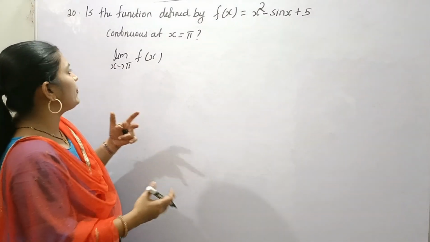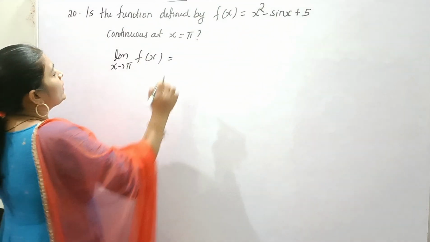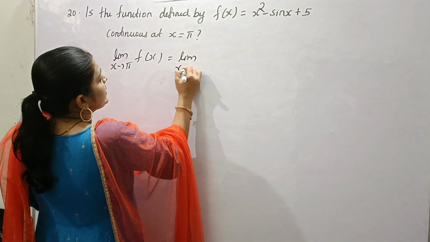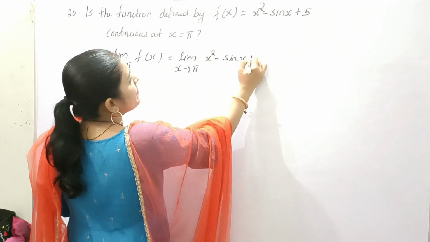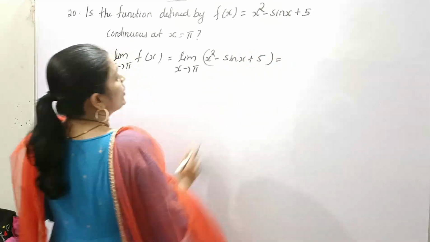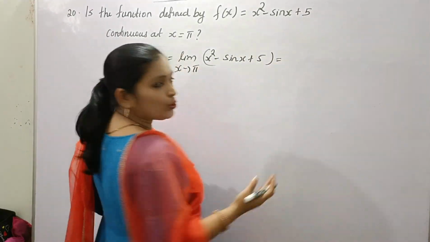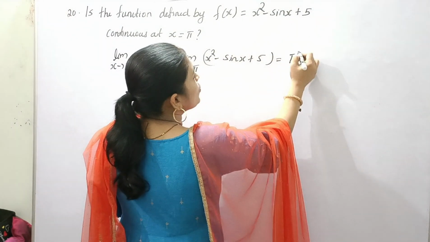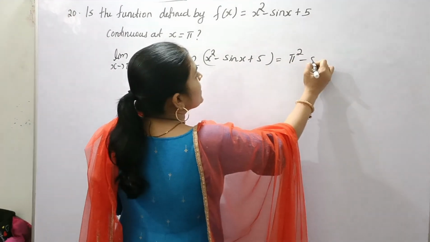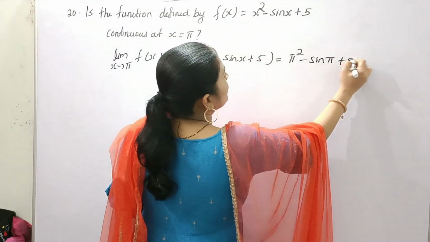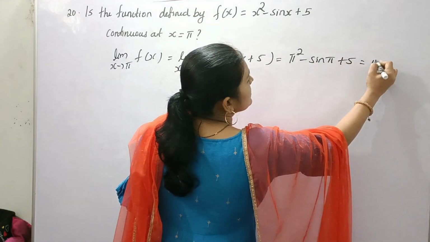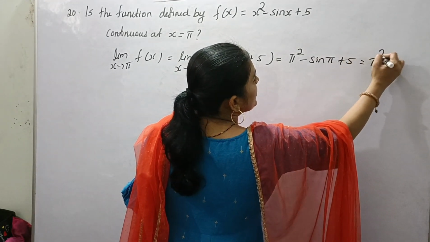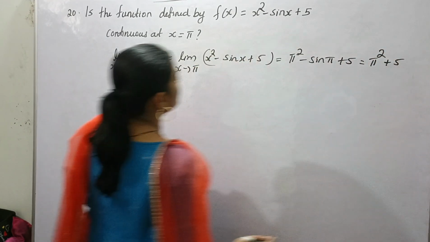So directly we will find limit x tends to pi of f of x, that is equal to limit x tends to pi of x square minus sin x plus 5. Substitute x is equal to pi. So pi square minus sin pi plus 5. What is sin pi? It is 0. So pi square plus 5.